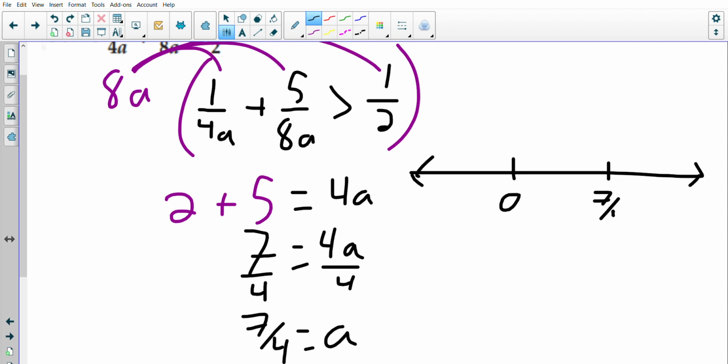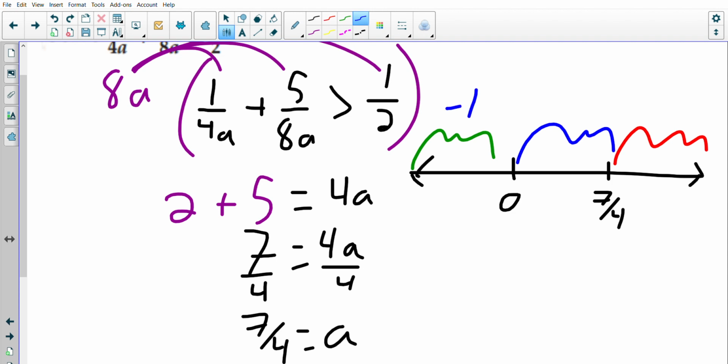So we have to test all three different intervals. So we're going to test this interval in green, the second interval in blue, and the third interval in red. So in green, I'm going to just try a number, -1. Oh, that's supposed to be green. -1, sorry about that. And the second one, in the blue, I'm going to try just +1. And in the third interval, I'm going to try 2.